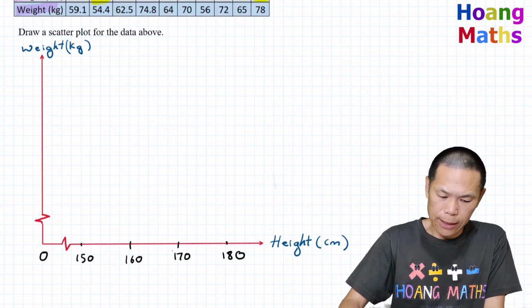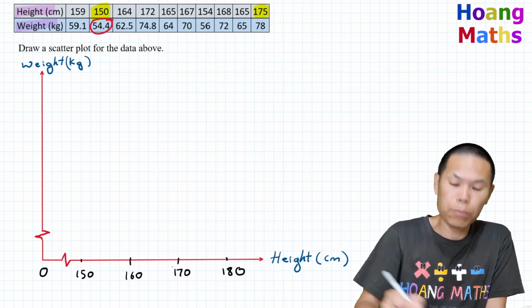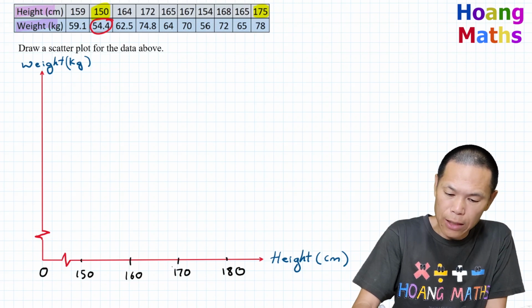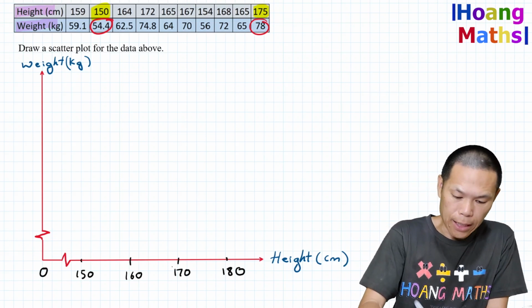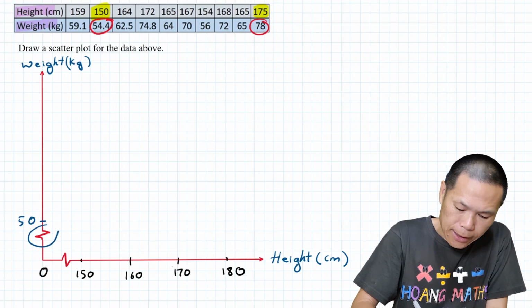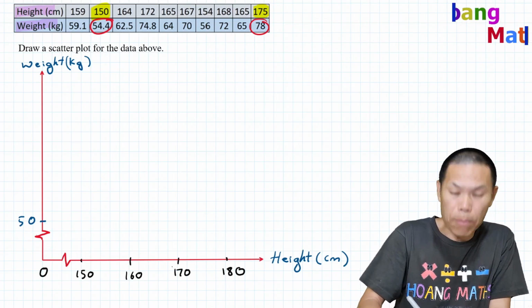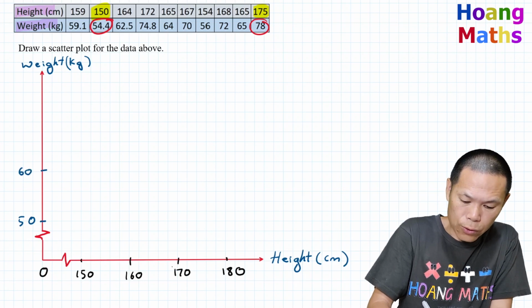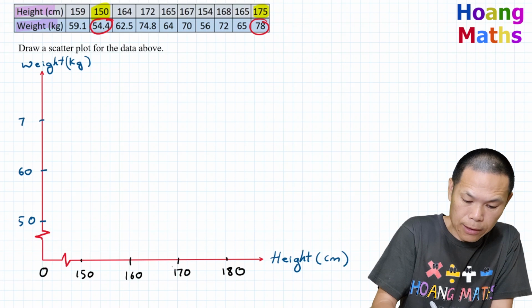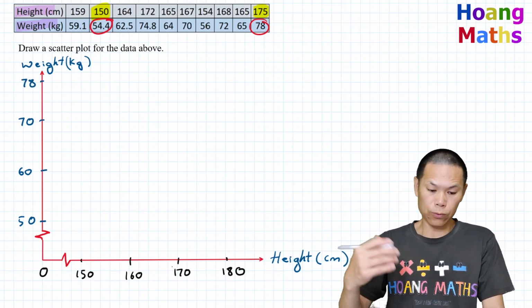Now for the vertical axis, that is the weight, the smallest value is 54. Okay, keep that in mind. And the largest value is 78. So we can start from 50 all the way to 80. So this is 50, and this zigzag means there are numbers between 0 and 50. Okay, keep that in mind. Now we just go up by 2. So 2, 4, 6, 8, 10, that is 60. 2, 4, 6, 8, 10, that is 70. And we have 2, 4, 6, 8, that is 78. So that's the largest, okay? So let's get into it.